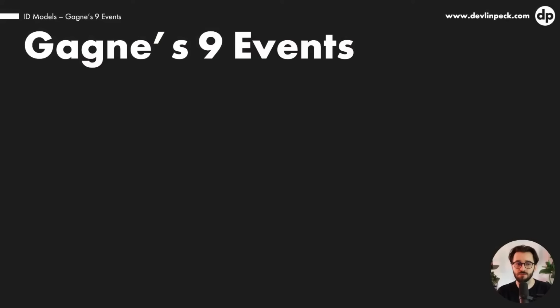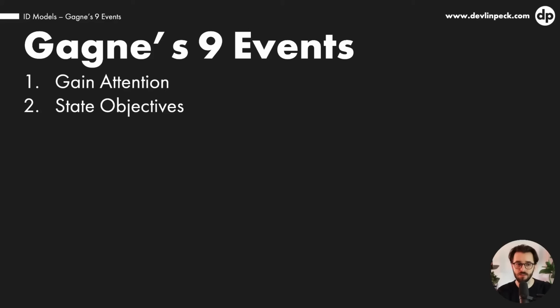So these 9 events, which Gagne says make up a comprehensive learning experience, are first, gain attention. And these don't have to happen all in order. These are just the necessary elements. So gain attention, because again, if you don't have people's attention, they're not learning. State the objectives. So this is where you let people know what it is that they're going to learn to help prime them for that learning.